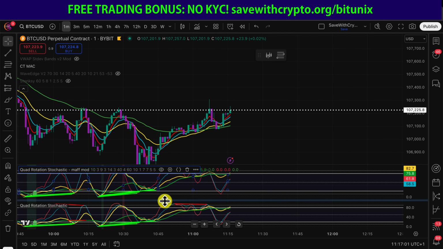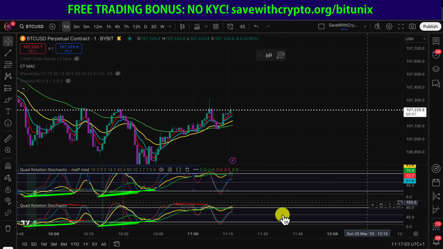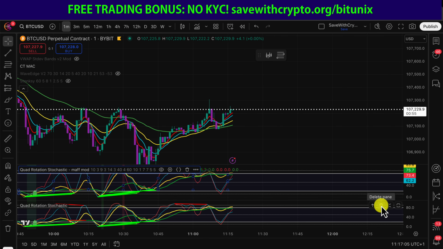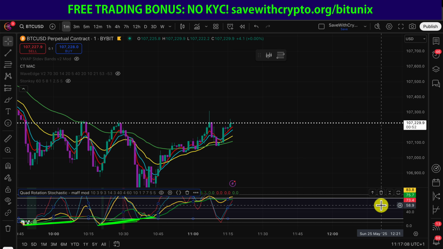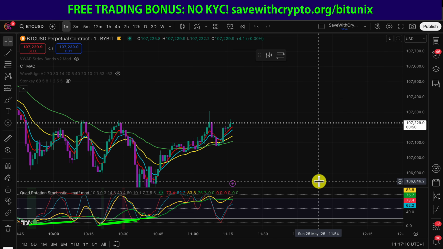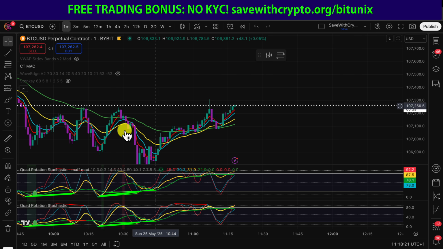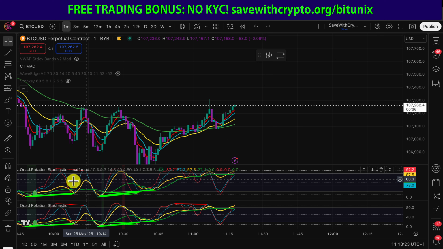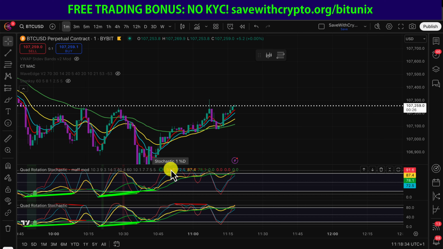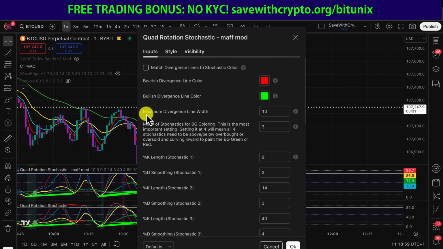Now, wouldn't it be good if you could actually see the kind of strength of these divergences? That's where this new version of the quad rotation stochastic comes in. This has been modified by my friend Math. This is a version of the script that is not publicly available at the moment. Big shout out to Math for doing some excellent work. First of all, he's upgraded the version of Pine Script that it uses, so it now uses Pine Script 6 rather than Pine Script 5.